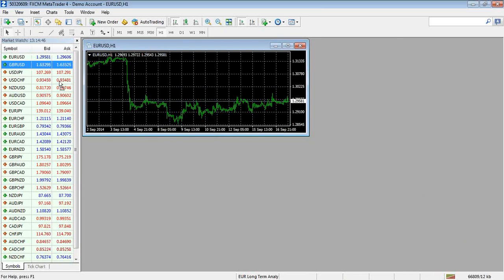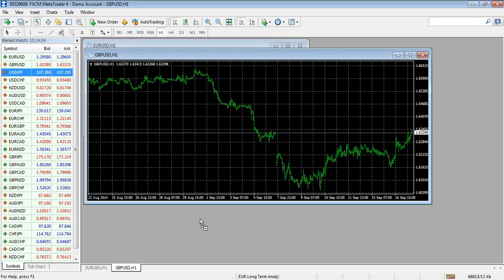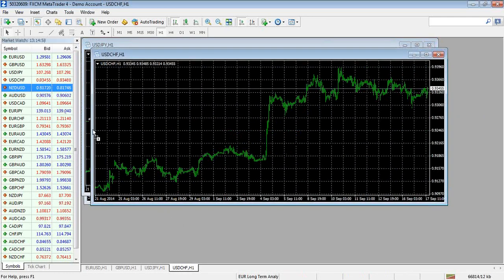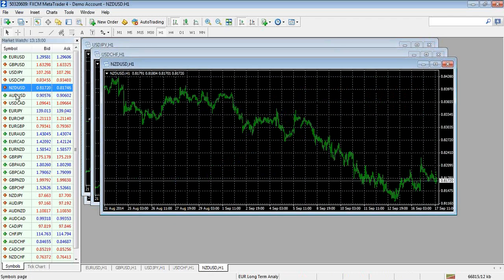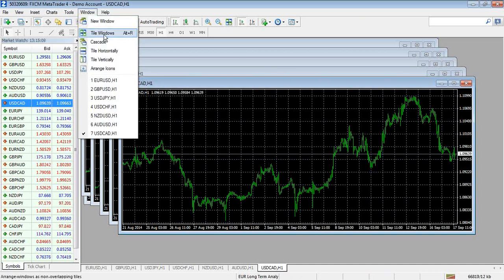I'll pull over the pound dollar. Make sure you don't release it on top of another chart, and pull it over to the gray area. I'll pull over dollar yen, dollar Swiss, and our friend the Kiwi, Aussie, just pulling over and releasing. And then I'm going to go up here under window and say tile windows.